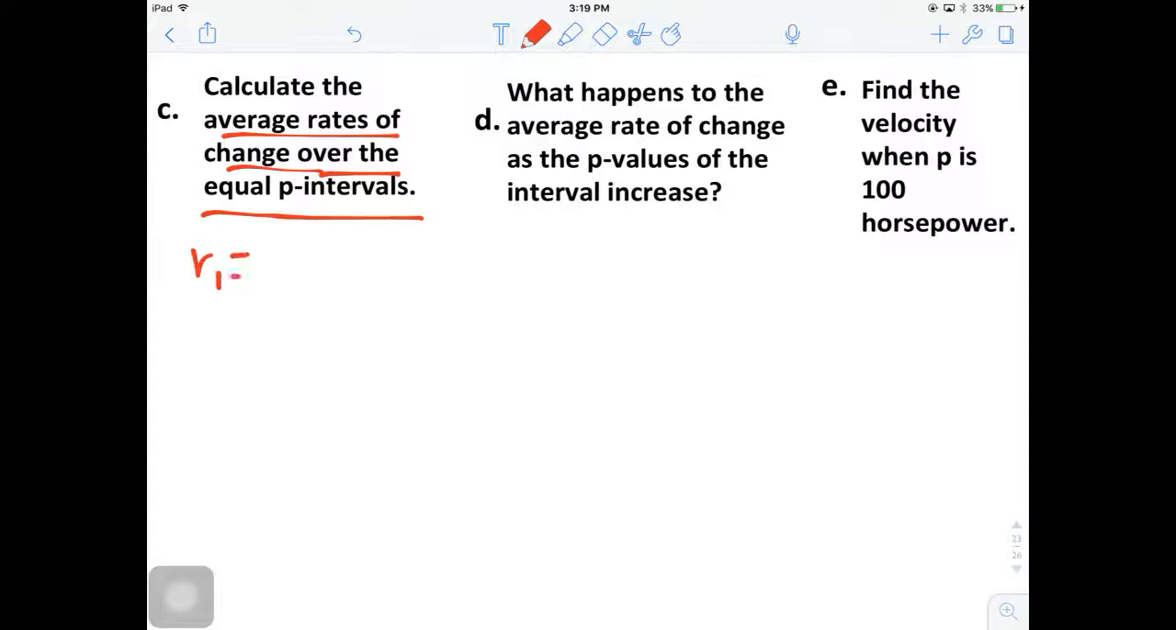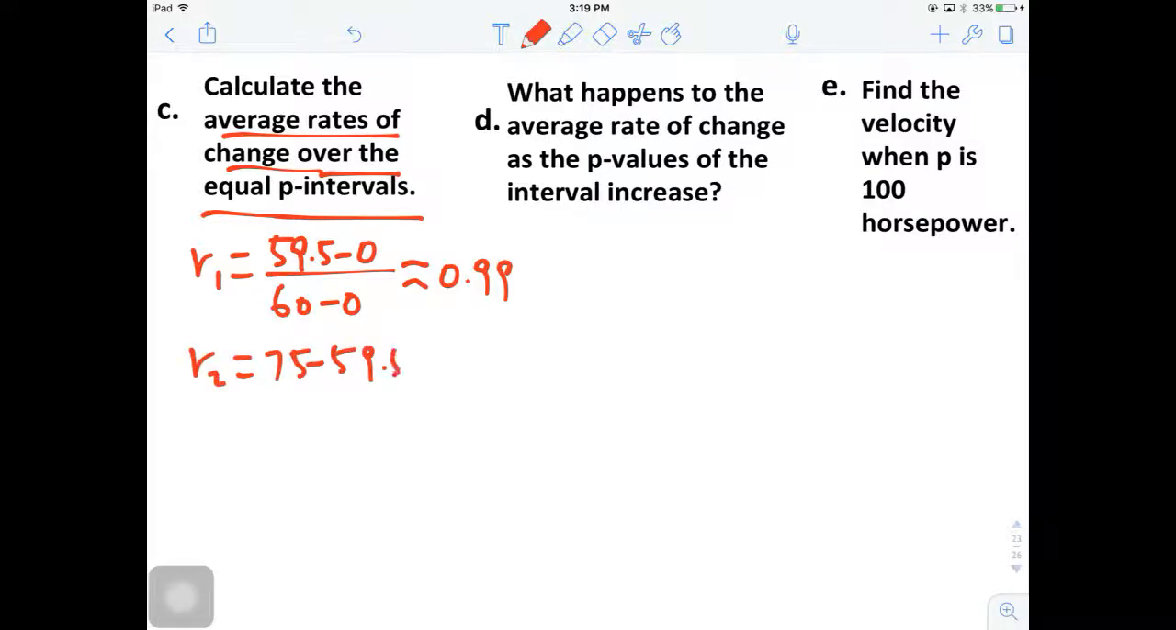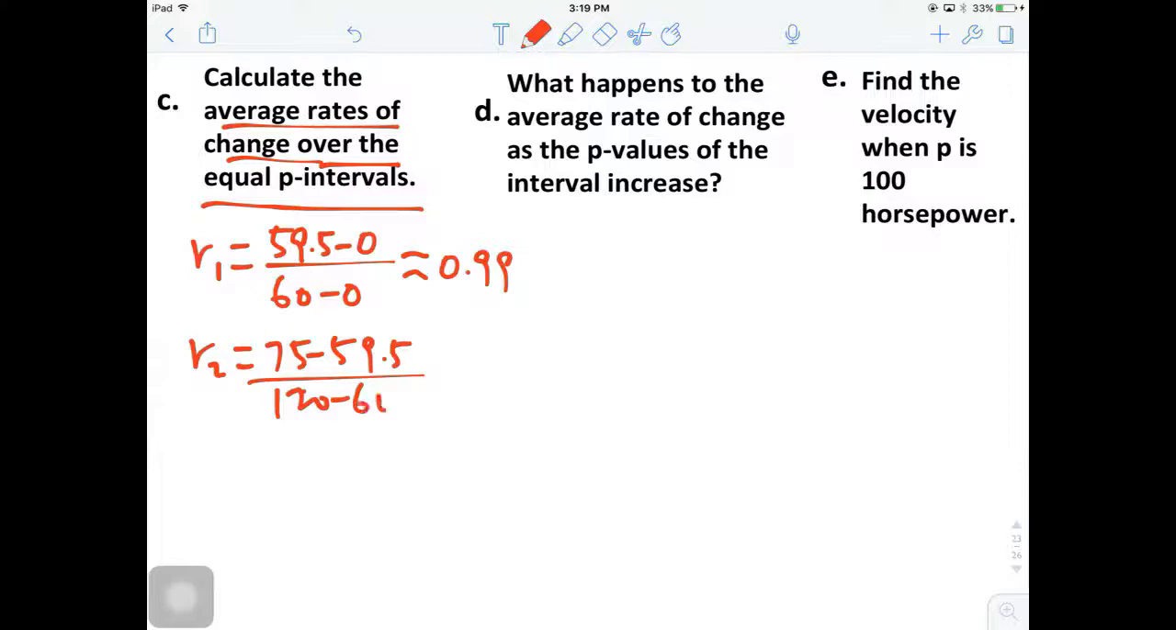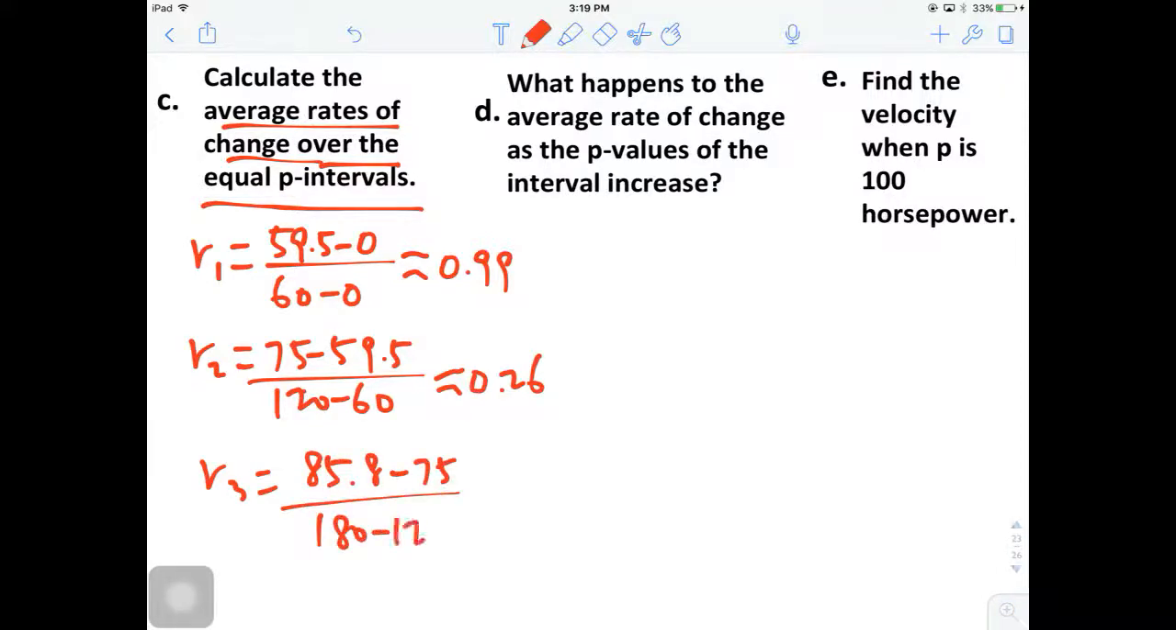So we got R1, the rate of change is 59.5 minus 0 over 60 minus 0, which gives us 0.99. And next one, R2, should give us 75 minus 59.5 over, what is this, 120 minus 60, and that should be 0.26. And then R3 is going to be 85.8 minus 75 divided by 180 minus 120, which is approximately 0.18.